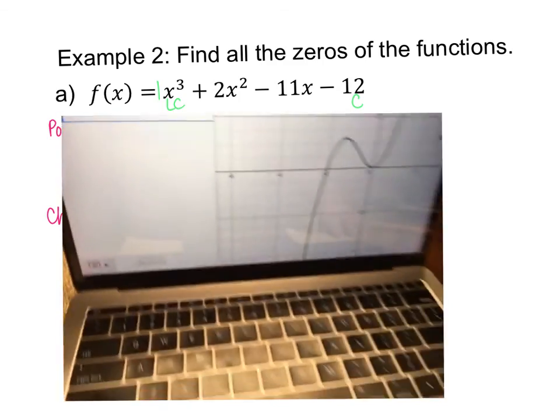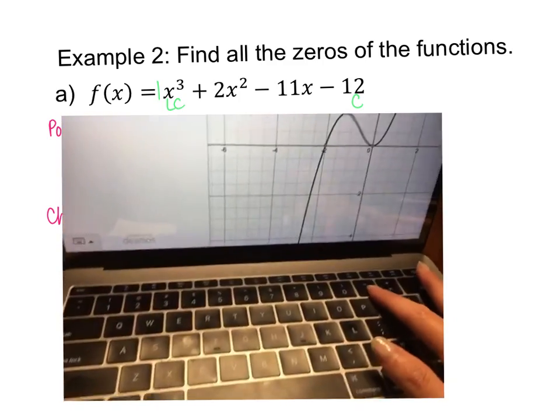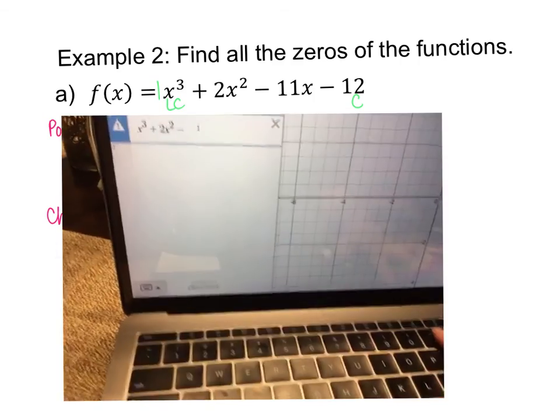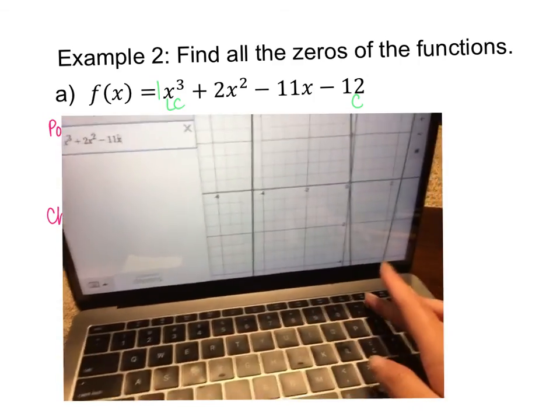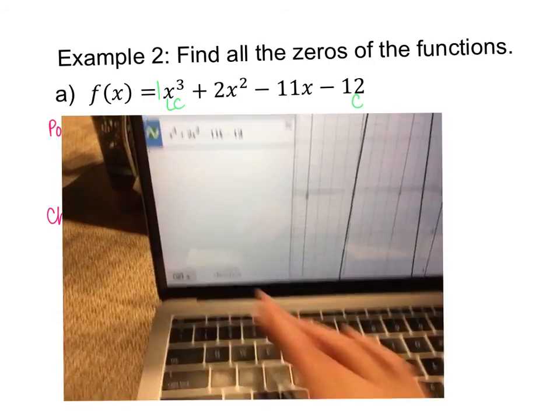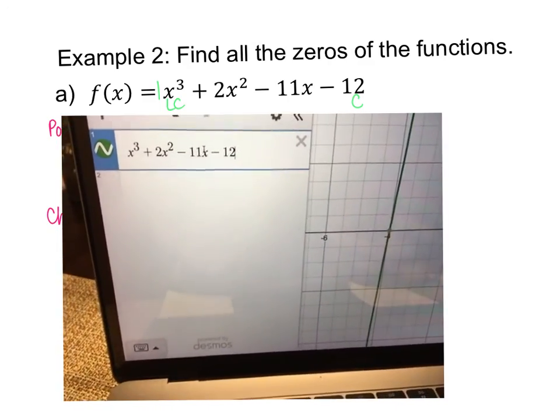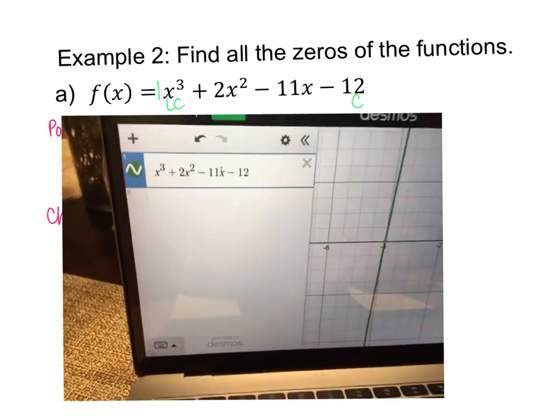Now I need to come down. So I'm going to use my arrow key to come down. Then I need a minus sign. And I need an 11x. And then a minus 12. So here is my equation. Let me make sure everything matches, and it does.